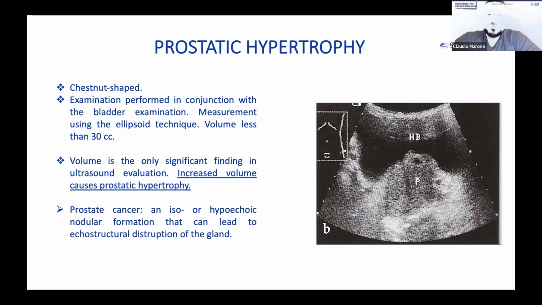The prostate we always have to study together with the bladder, and it presents chestnut-shaped. The volume is the most important thing we are going to see. An increased volume, of course, is prostatic hypertrophy. Normal volume is less than 30. Prostate cancer, also frequent, is a hypoechoic nodular formation that can lead to echostructural destruction of the gland.